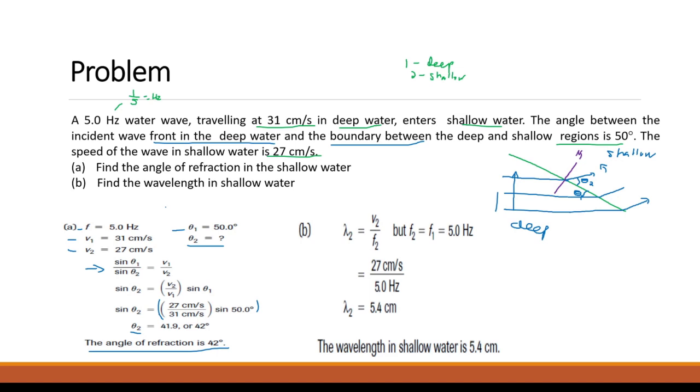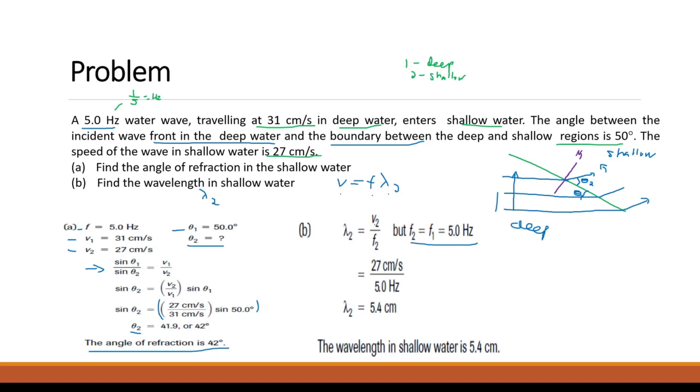Next we have part B. Find the wavelength in shallow water. So shallow is our 2. We're looking for lambda 2. And so we have a frequency, and we know that in water tanks and light the frequency doesn't change because it's determined by the wave machine. And so we have f2 equals f1 equals this, and we're looking for lambda 2, and we have a frequency, and so this is sounding a lot like our v equals f lambda, our universal wave equation. And so we have this, and we want this, and we have our speed too.